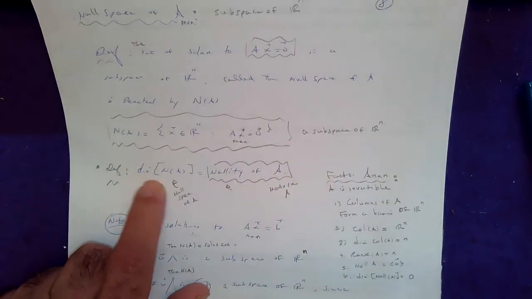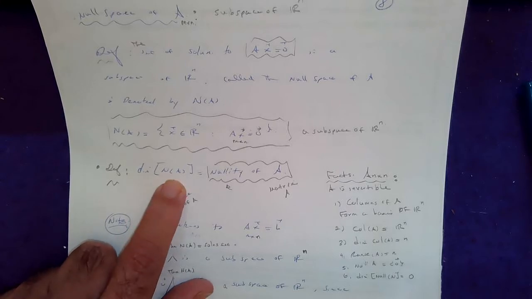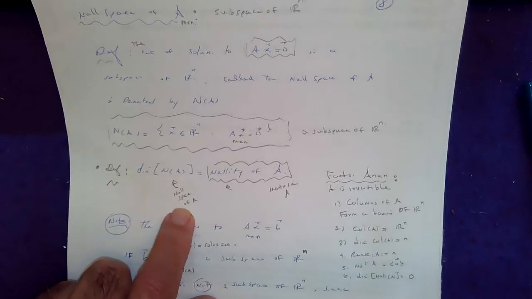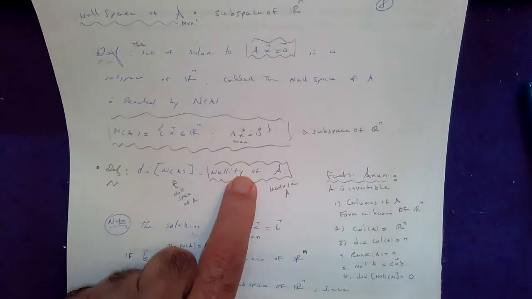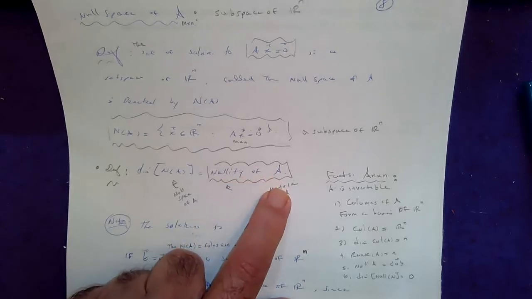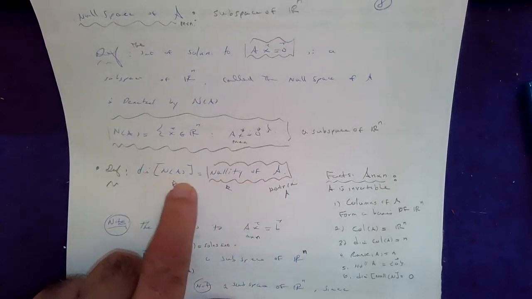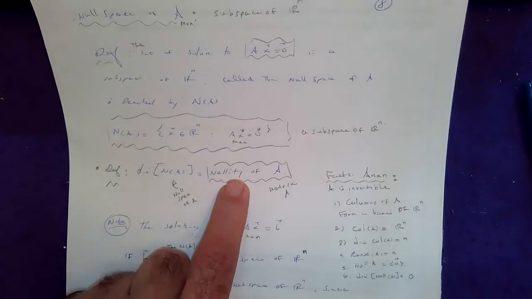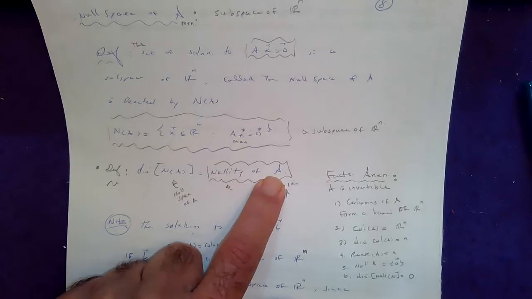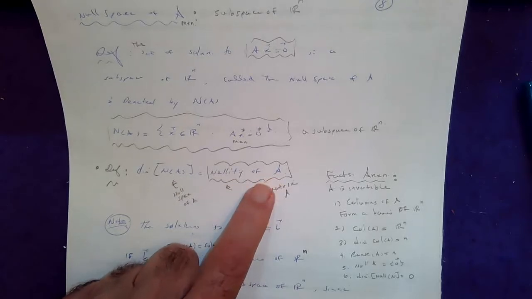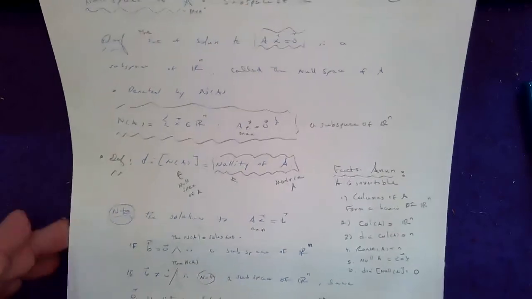Terminology: the dimension of the null space of matrix A is sometimes called the nullity of matrix A, depending on which textbook you're looking at.